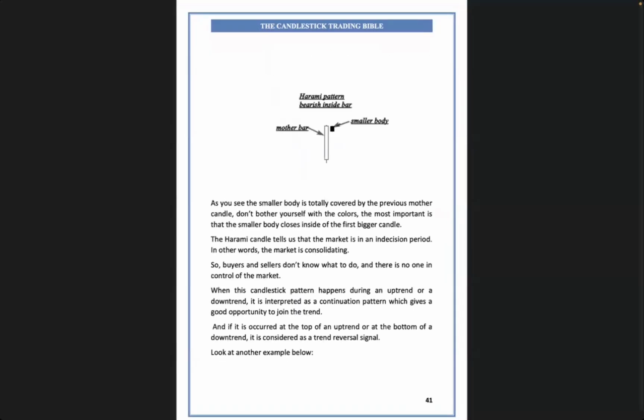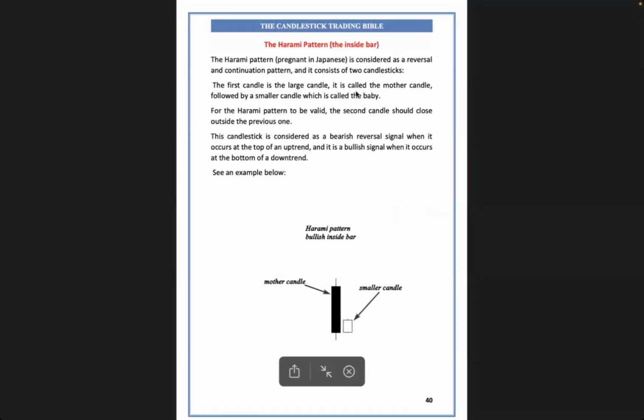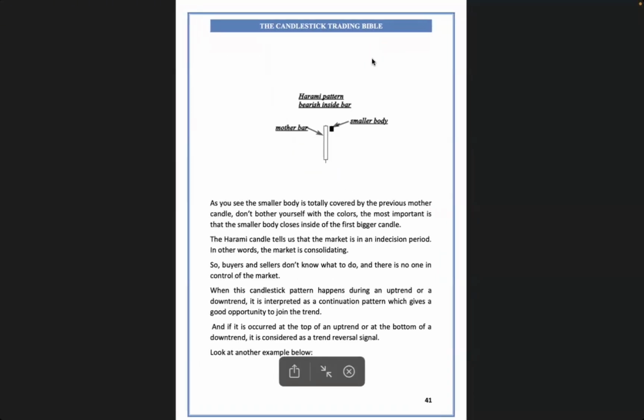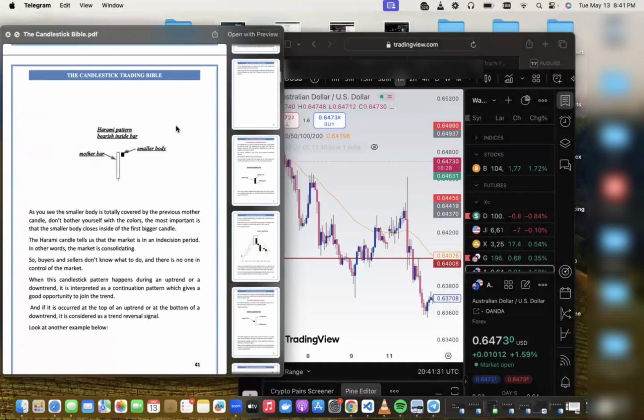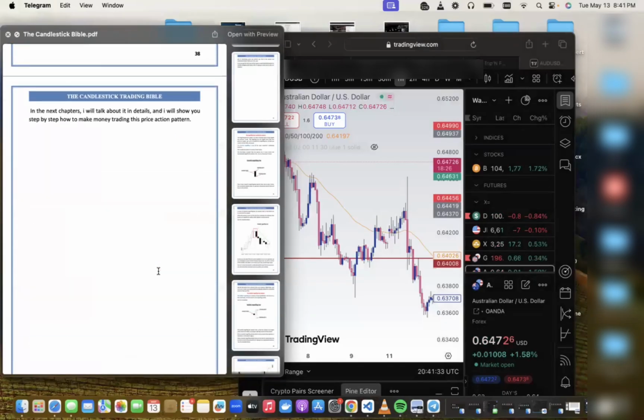Okay. So today we look at the harami, the inside bar candlestick. First let's go into the chart and then we'll come back and look at the harami. You've done the evening star and morning star.